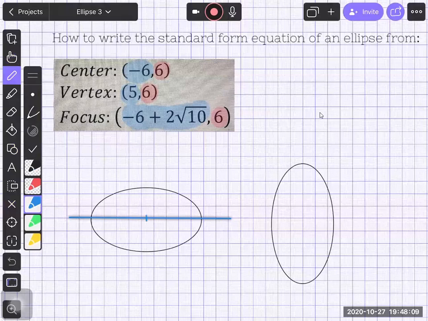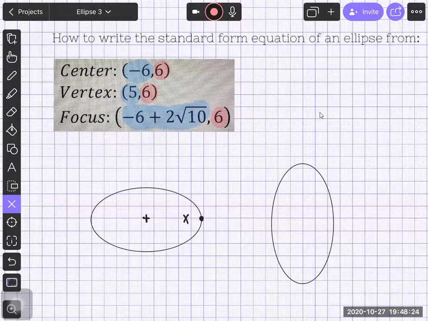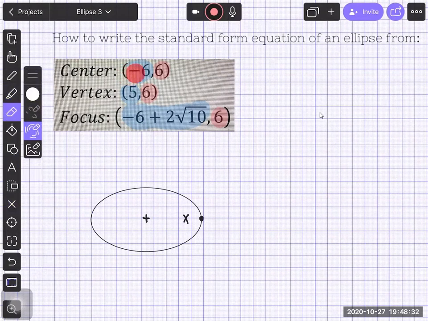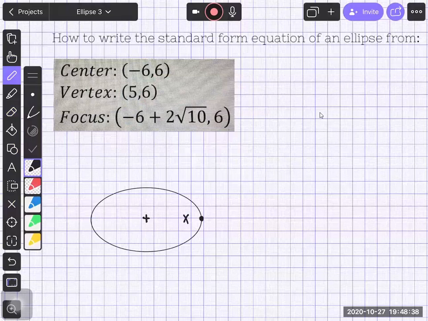So if our center is around here, the vertex will be found in here, and then the focus somewhere along here. So with that in mind, we can discard this setup and we can start gathering information to write our equation. So first of all, we know the center is h and k. So we already have those values. H will be -6 and k will be 6.